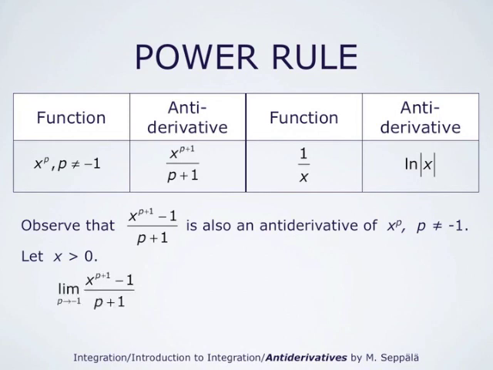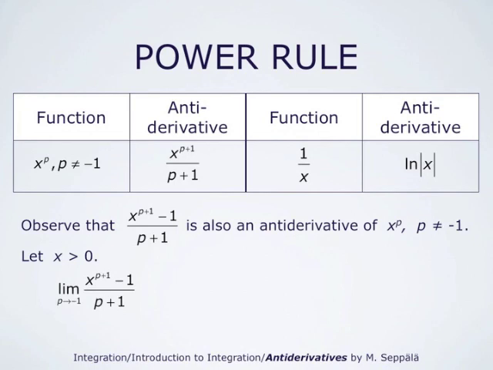Now we assume that x is positive, and we consider the limit as p approaches negative 1 of the function x to the power p plus 1 minus 1 divided by p plus 1. Now p is our variable, and x is viewed to be a constant positive number. So when p approaches negative 1, x to the power p plus 1 approaches x to the power 0. Since x was assumed to be positive, x to the power 0 is just 1. So the numerator approaches 1 minus 1, which is 0. And the denominator p plus 1, of course, approaches also 0 as p approaches negative 1.